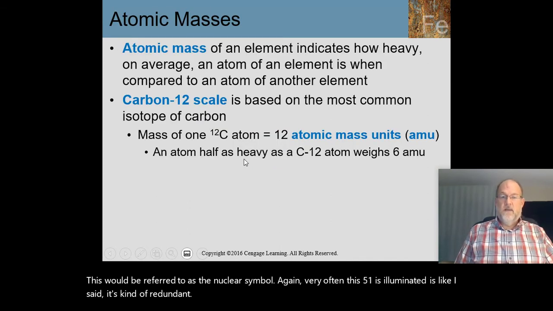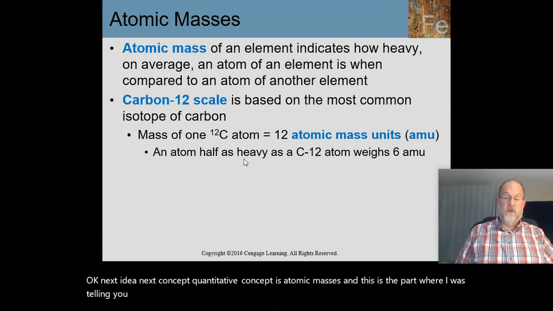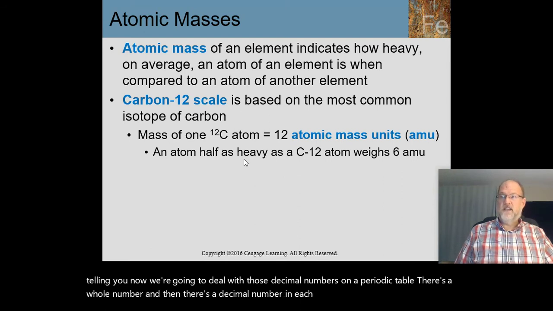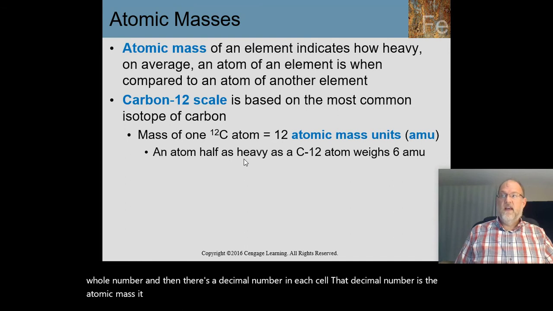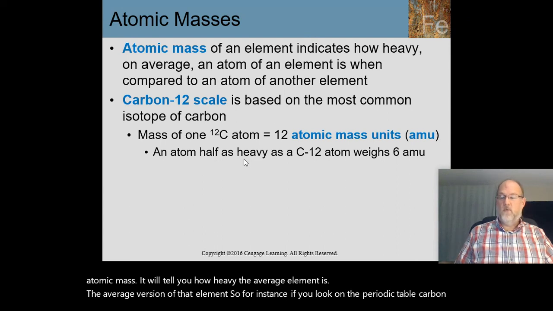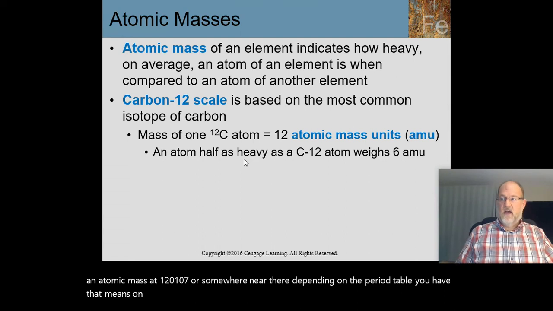Okay, next concept, quantitative concept, is atomic masses. And this is the part where I was telling you now we're going to deal with those decimal numbers. On a periodic table, there's a whole number and then there's a decimal number in each cell. That decimal number is the atomic mass. It will tell you how heavy the average version of that element is. So, for instance, if you look on a periodic table, carbon has an atomic mass of 12.0107 or somewhere near there, depending on the periodic table you have. That means, on average, the mass of a carbon atom is a little over 12.